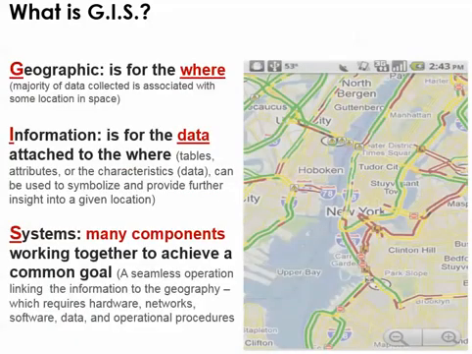So G is for the where. Majority of data that we collect, the data that you see on a map, has a location associated with it. In addition to a location, there's lots of information attached to that data, what we call attribute tables, and we'll get into that. And there are many systems, many components working together to achieve a common goal.